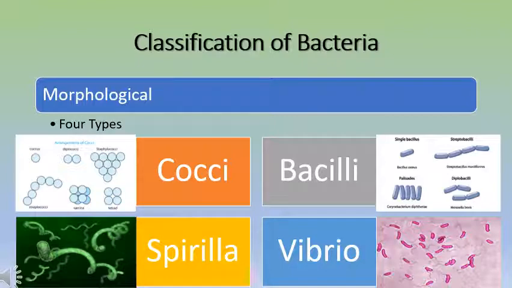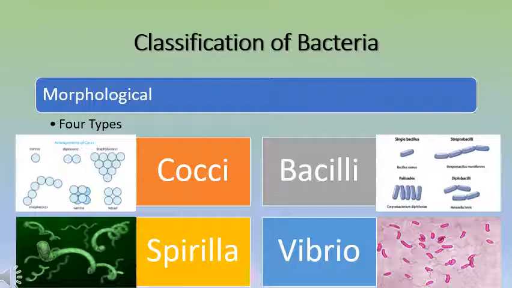Some cocci bacteria exist in the form of clusters, because their plane of division is in all fashion. So they exist in the form of clusters, or grape-like structures. Then we can say it's a staphylococcus bacteria. Sometimes cocci bacteria exist in the form of chains. They form long chains instead of clusters. Then we can say it's a streptococcus bacteria. Their morphological shape is round, but their arrangement is in the form of chain.